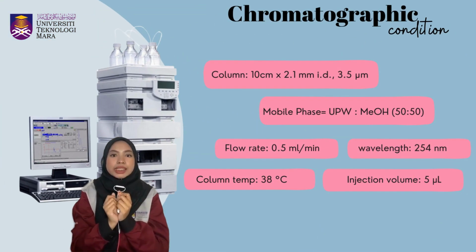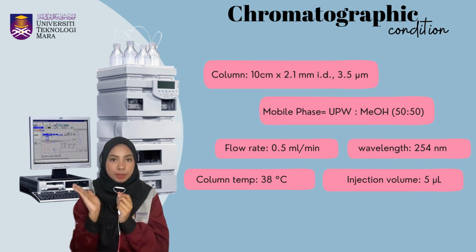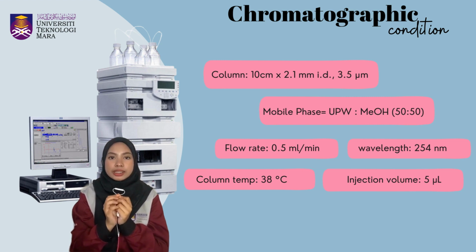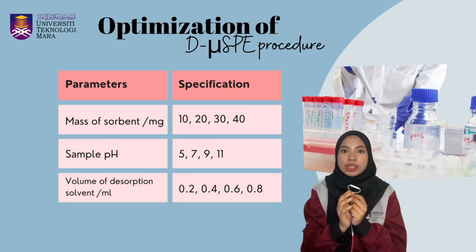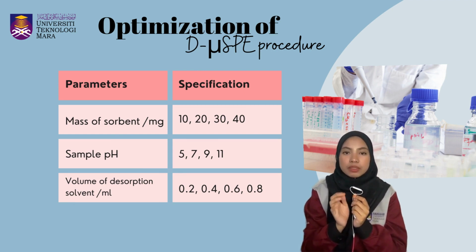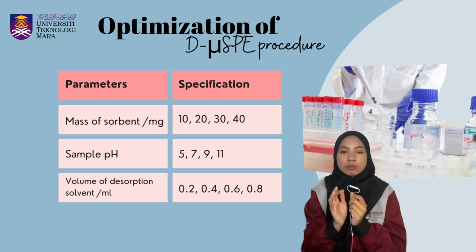Our HPLC instruments are optimized as above. The column temperature is maintained at 38 degrees Celsius and the flow rate is 0.5 ml per minute. The mobile phase is UPW and methanol in 15:15 ratio. Micro-SPE procedure was carried out in this sequence. The next parameter was optimized after the previous one was successfully optimized.